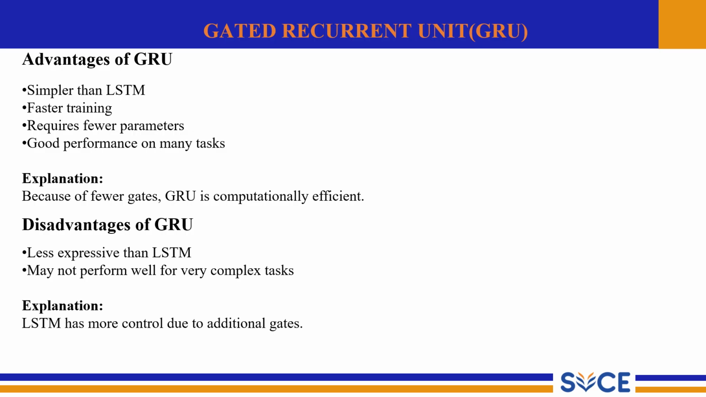So the main limitation of GRU comes from its simplicity. While having fewer gates makes it efficient, it also reduces the level of control the model has over memory, making it slightly less powerful in very complex scenarios.